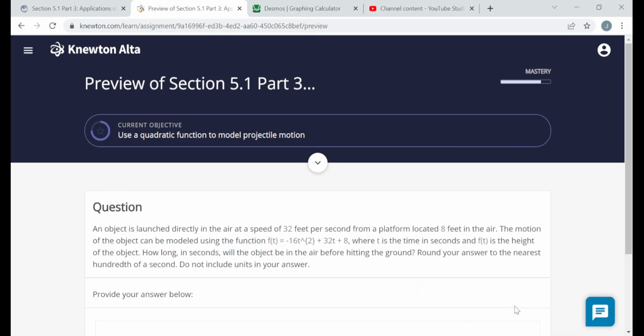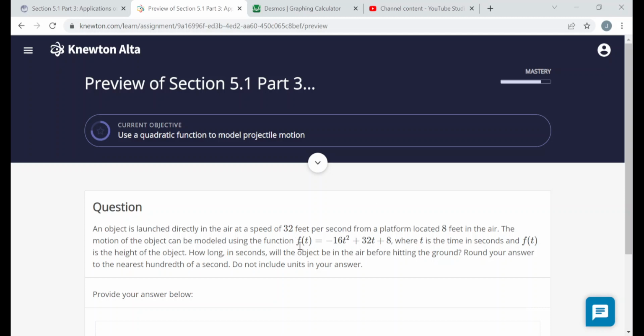All right, so one more like this. It's the same kind of question. Here's a problem talking about how an object is launched in the air and how it's going to travel through the air. t is time in seconds. f of t is height in feet off the ground. How long in seconds will the object be in the air before hitting the ground? All right.